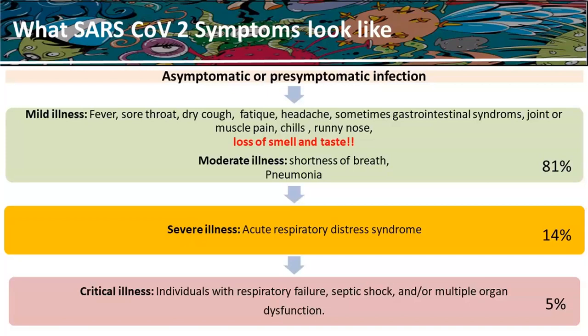And of these 80% who have mild illness, some of them have moderate illness with shortness of breath, maybe getting pneumonia. And then they develop a severe illness with acute respiratory distress syndrome. It's up to 14%. And only 5% have critical illness with respiratory failure, septic shock, multi-organ dysfunction, and need a long time in the ICU to recover from this infection.